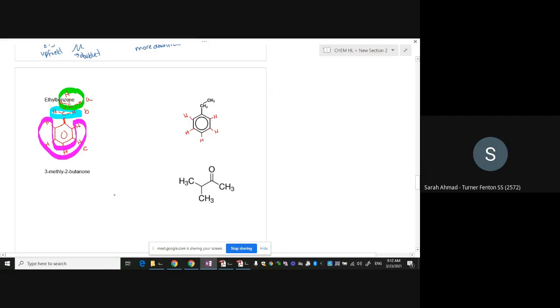Where are the absorbances? So this will be closer to like 0.9, right? This will be a little bit further up, around 1, right? And then these will be around 7. Everyone should be okay with that. It's just looking at the chart. Now, splitting.